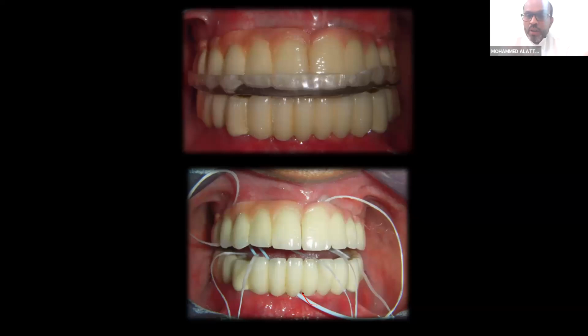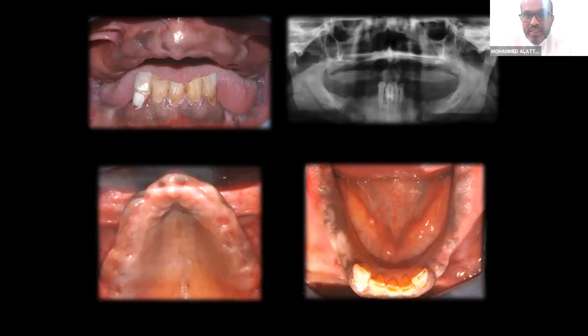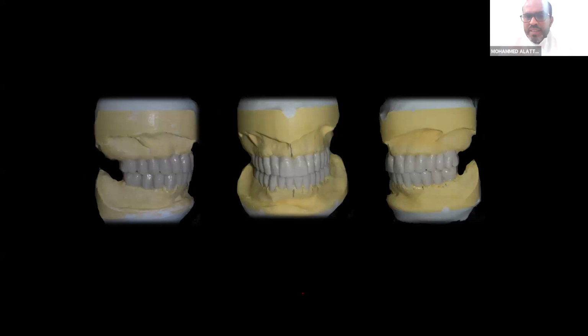Look at this second case. This patient is upper maxillary edentulous and lower posterior edentulous. He is asking for a fixed solution. We collected all the data. We made a mounted cast, and we did our CBCT and our diagnostic wax-up. And we can see that we can go for him with a fixed implant prosthesis.